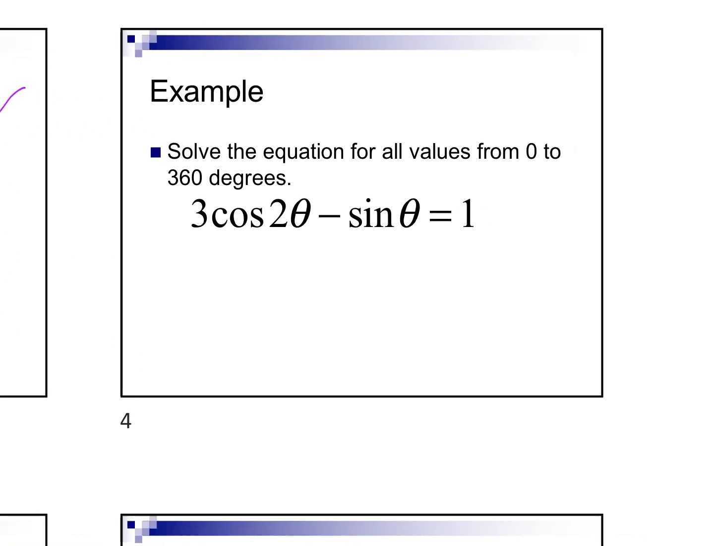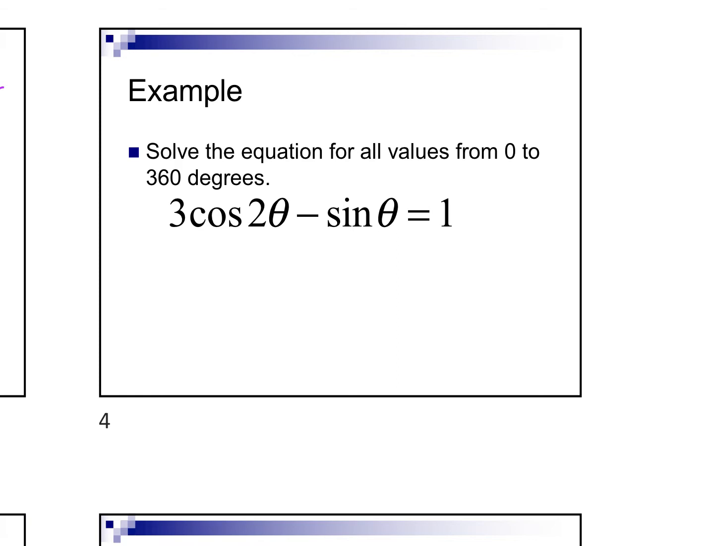Okay, so let's try another one. Okay, so this is saying to solve the equation for all values from 0 to 360 degrees. Okay, now I realize that that's weird. Sometimes we're in radians, sometimes we're in degrees. Make sure you read the problem.